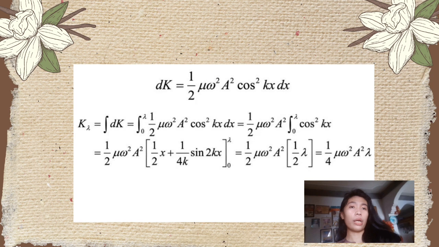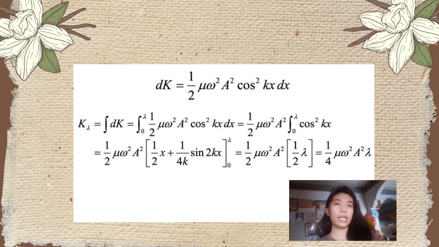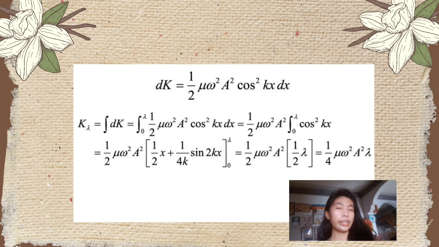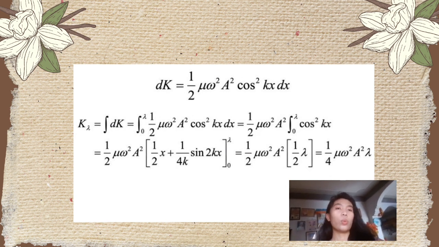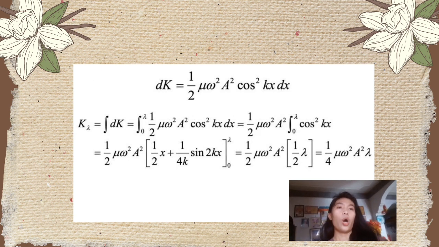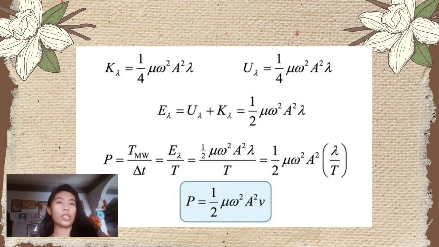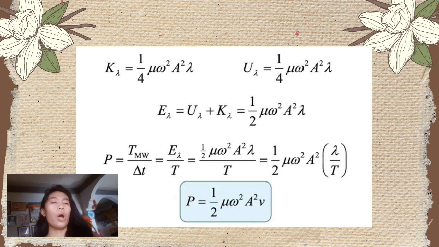If you look in the integral table, the integral of cosine squared(ax) dx is equal to x over 2 plus sine(2ax) over 4a. In this case, a is k, so the integral of cosine squared(kx) dx is equal to x over 2 plus sine(2kx) over 4k, and that's what we have in the third line. 1/2 mu omega squared A squared times (1/2 x plus 1 over 4k sine(2kx)) evaluated from 0 to lambda. So you get 1/2 mu omega squared A squared times 1/2 lambda, and you end up with 1/4 mu omega squared A squared lambda. So K lambda is equal to 1/4 mu omega squared A squared lambda.